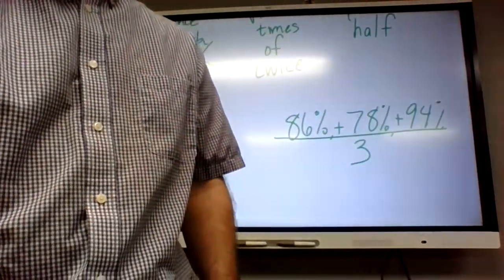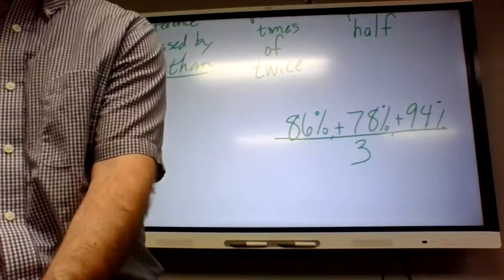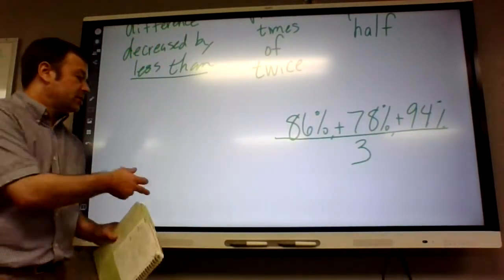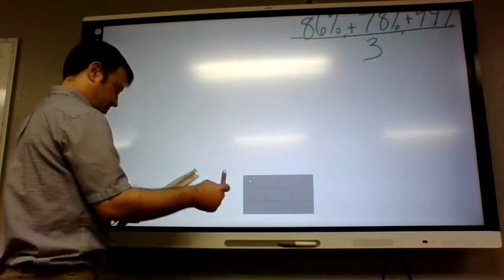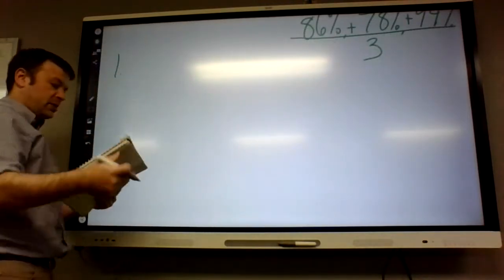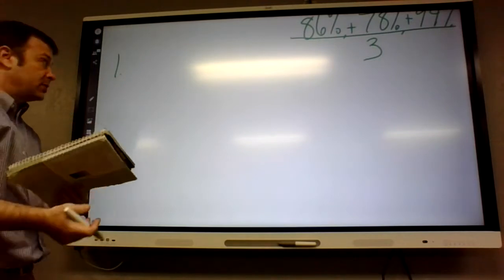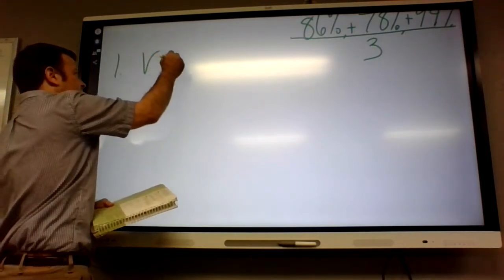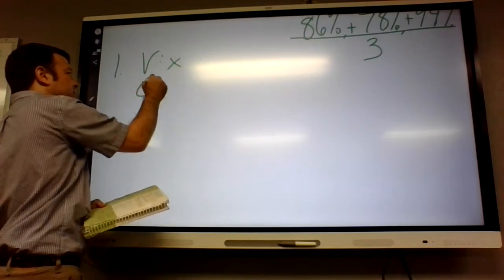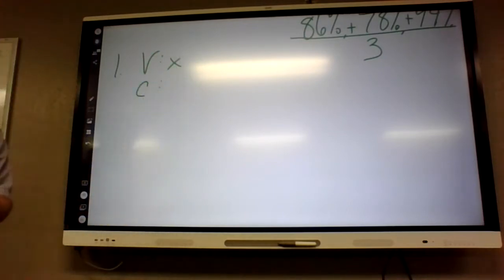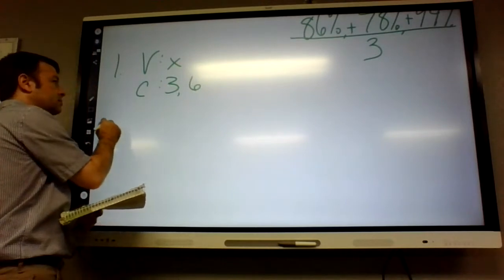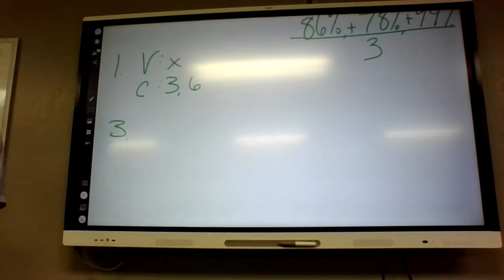Okay, so on number one, it just says list the variables and constants in each expression. Yeah, it's easy if you remember. What are the variables on number one? So I'm just going to do V for variable and C for constant. What are the constants on number one? 3 and 6. Variables are the letters, constants are the numbers.